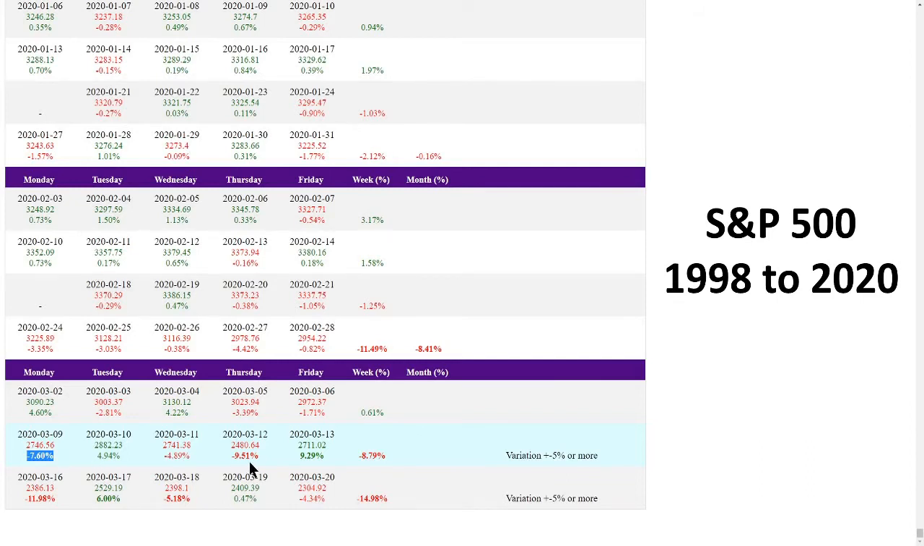We see here this unprecedented minus 7.6% down on the SPY, on the S&P 500, for one single day. Minus 9.51 on Thursday last week. At the same time, we see just right after 9.29 up. And then on Monday this week, almost minus 12%, followed by a plus 6%, minus 5.18%. That's crazy. And yesterday, minus 4.34%. We lost almost 15% in the S&P 500 only this week, plus almost 9% last week.